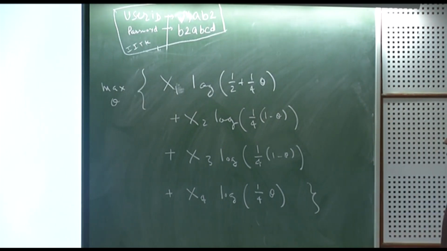Which of these four terms is going to give me trouble? Which of these four terms in the log I don't like? If you want to think about trying to maximize this quantity with respect to theta, if one of those terms were not there, life would have been very easy.